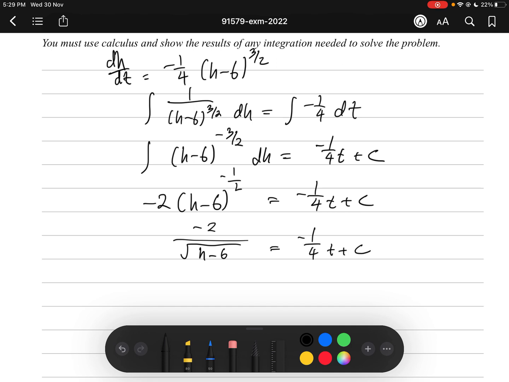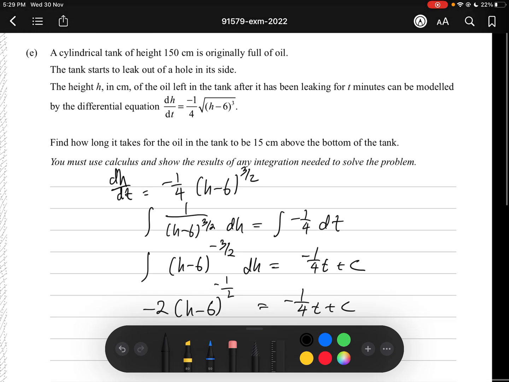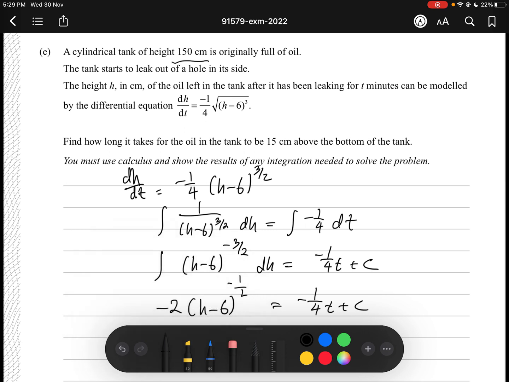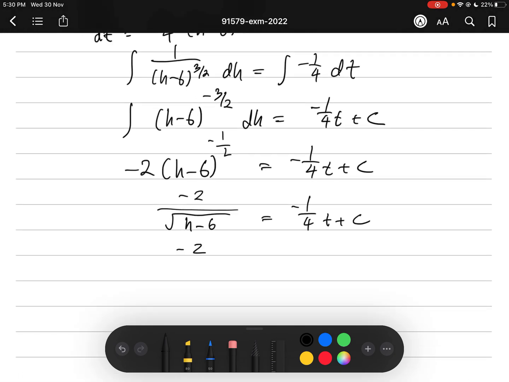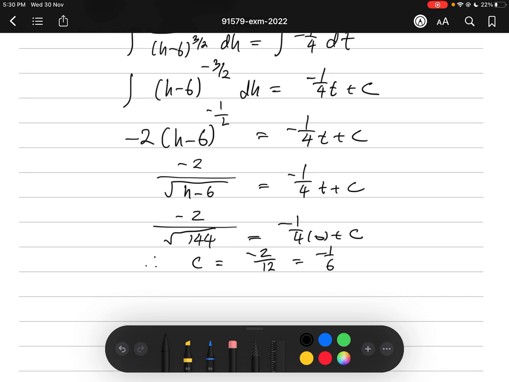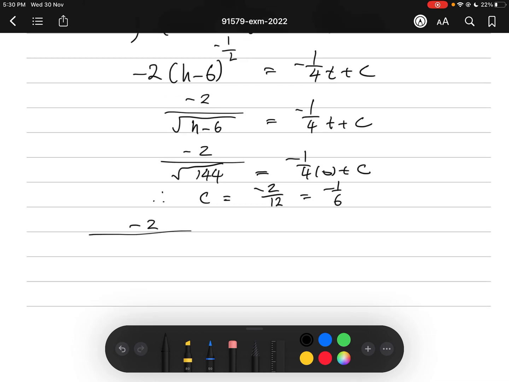So now we want to find the c value, which will be given to us by the initial conditions. The initial conditions are that the height is 150 centimeters when t is 0. So t equals 0, h equals 150. So negative 2 divided by the square root of 144 equals negative 1 quarter times 0 plus c. Therefore, c equals negative 2 over 12, which equals negative 1 over 6. So in this case, we have negative 2 over the square root of h minus 6 equals negative 1 quarter t minus 1/6.